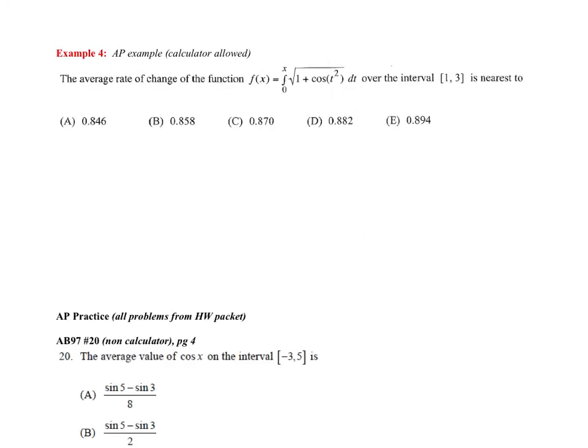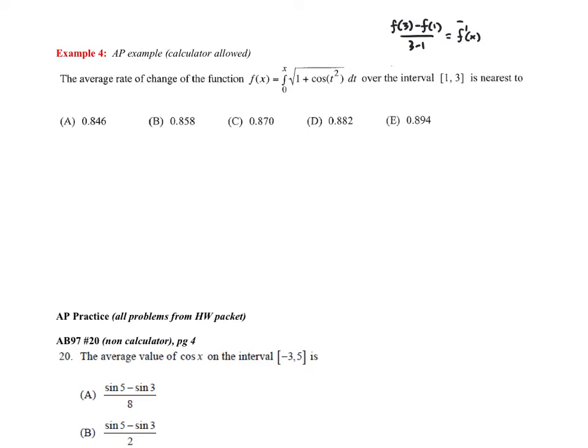Example 4, calculator allowed. The average rate of change of the function f of x over the interval 1 to 3 is nearest to. Okay, so let's talk about this. This is interesting. Now think about this. The average rate of change. So the average rate of change from 1 to 3 would be f of 3 minus f of 1 over 3 minus 1. That's the average rate of change of the function. So that is equivalent to the average value of f prime, right? So that's the average rate of change.